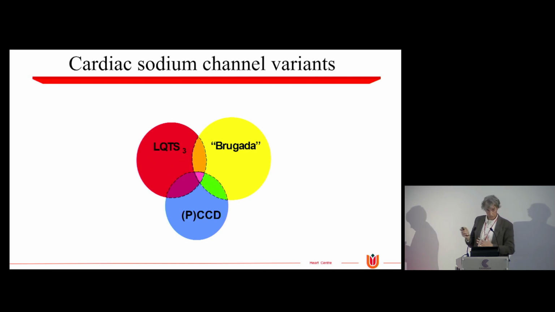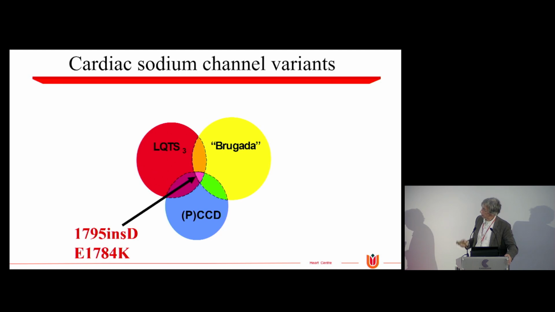These are not separate disease entities. LQT3, Brugada syndrome, and progressive cardiac conduction disease are closer to each other than initially anticipated. And right in the middle here are some very interesting variants. The 1795 insertion D was one of the variants that we identified, and I'll show you some data on that.